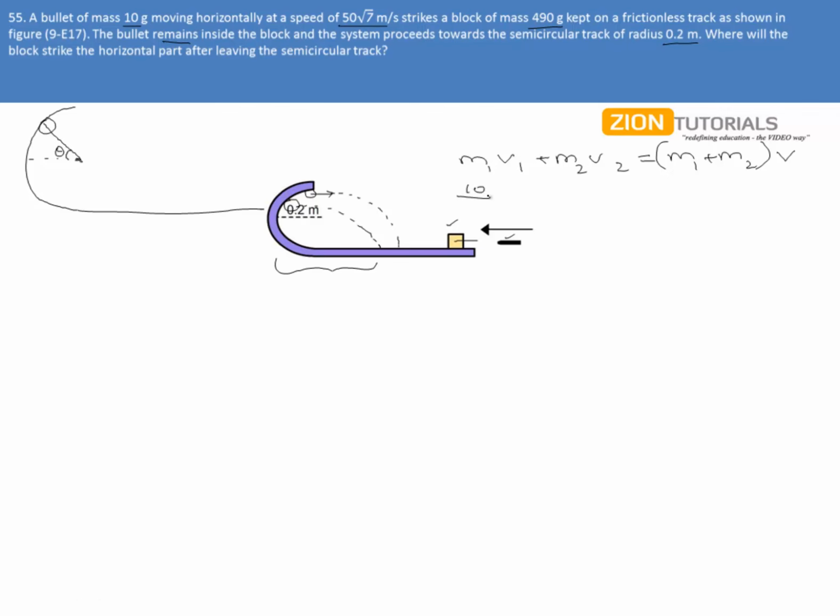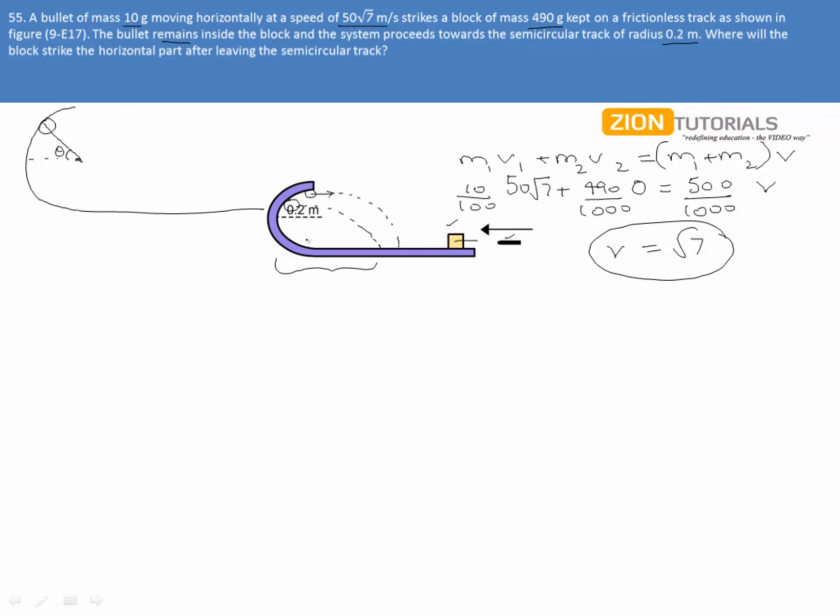m1 is 10 grams, so 10 by 1000, v1 being 50 root 7, plus m2 being 490 grams into v2, that was 0. m1 plus m2 being 500 grams, and the velocity v which we need to find out. So this gives us the velocity v to be root 7. That is, this system actually, once this bullet hits it, moves with a velocity of root 7 to the left.